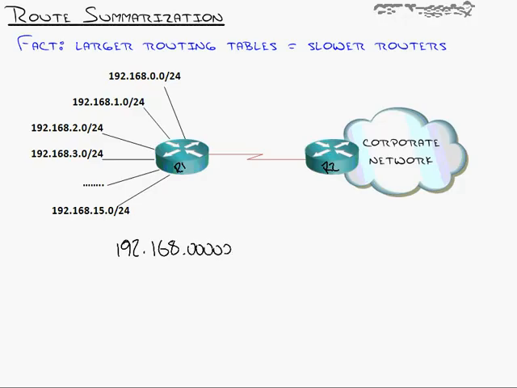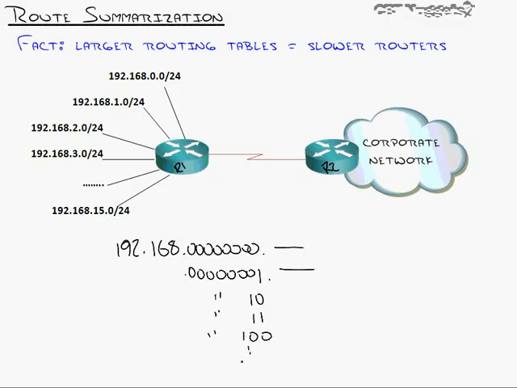192.168.0 is 192, 168, then eight zeros, and then all zeros over here, right? 192.168.1 is seven zeros, then a 1, and all zeros over here. 2, I'll just put in parentheses here, is all zeros, 1, 0. 3 is all zeros, 1, 1. 4 is all zeros, 1, 0, 0. Now we're all thinking in binary. And the same trend goes down, dot, dot, dot.